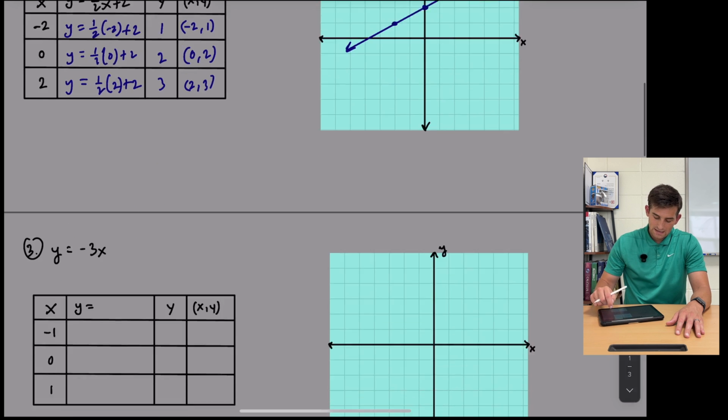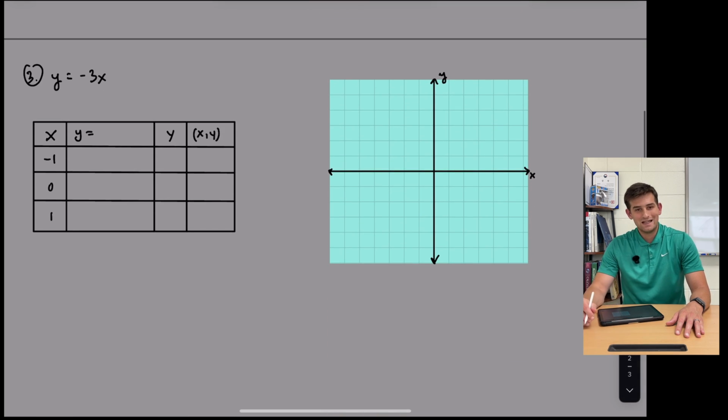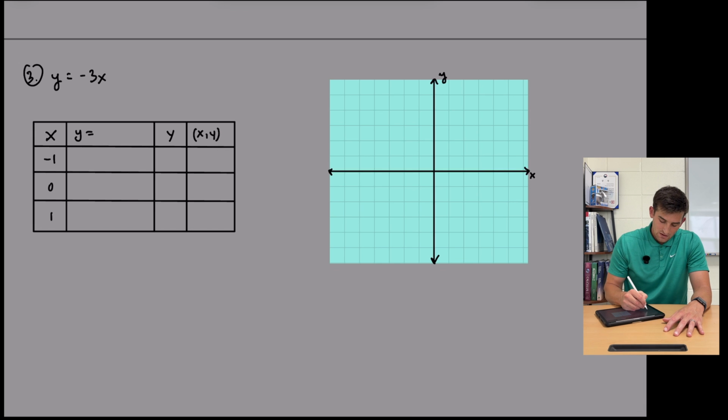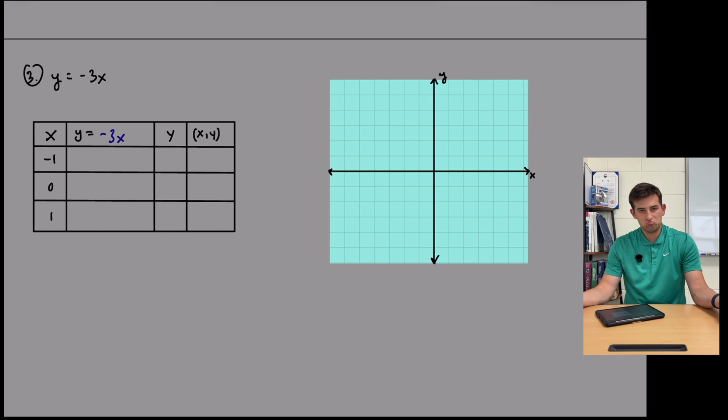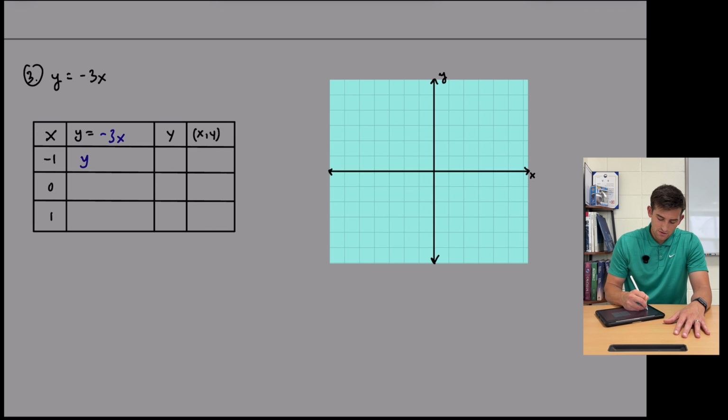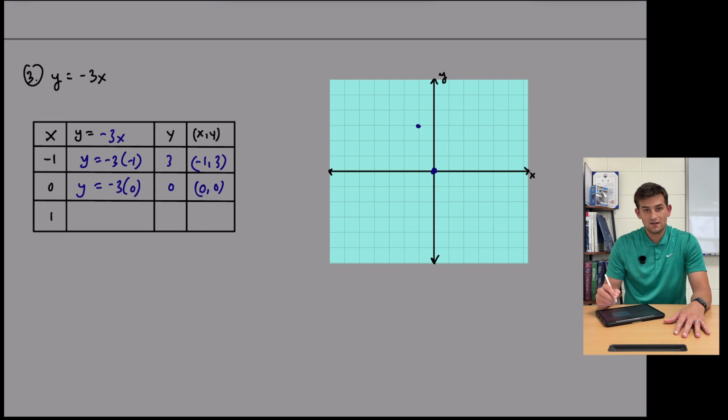All right. And our final example for this video, y equals negative 3x. We're going to write that in right there, and let's plug our values in. Once again, I just chose some values around the origin for x: negative 1, 0, and 1. So y equals negative 3 times negative 1, which would just be 3. So negative 1 comma 3. Then we're going to plug in 0 for x, so y equals negative 3 times 0. We know that's going to give us a value of 0. So 0, 0, also known as the origin.